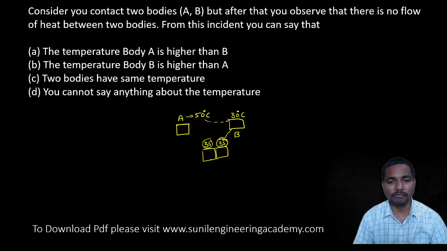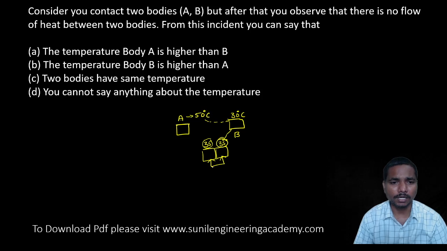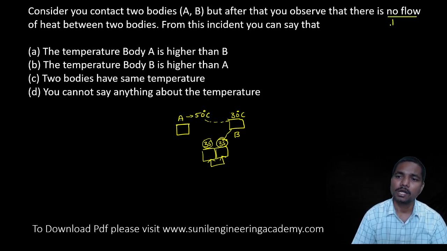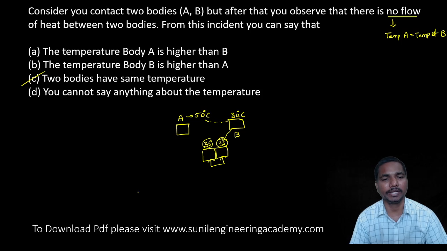That means whenever the temperature of the bodies are the same, then there is no heat flow. So here, no flow of heat is possible whenever the temperature of A is equal to the temperature of B. So the two bodies have the same temperature.